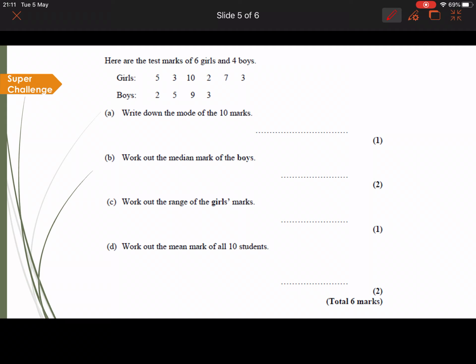Here is a super challenge for you to try. Press pause and have a go, and when you're ready for the answer, press play.